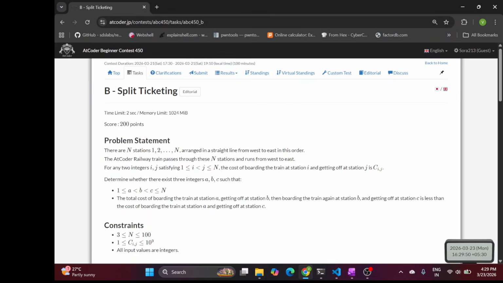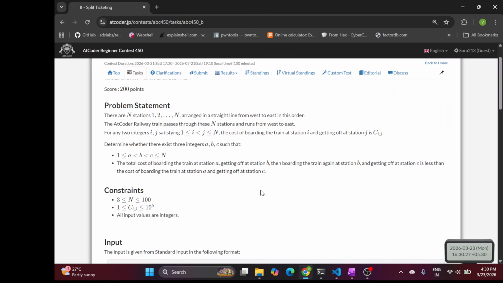The second question is split ticketing. There are n stations from 1 to n arranged in a straight line from west to east in this order. The AtCoder railway train passes through the n stations and runs from west to east. For any two integers i and j, the cost of boarding the train at station i and getting off at station j is Cij. We need to determine whether three integers exist, in increasing order, such that the total cost of boarding from the first station and getting off at the second, then from the second station to the third, is less than the net cost from the first to the third station.